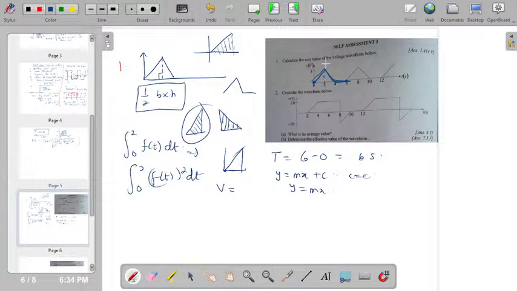What is gradient? Change in y over change in x. Change in y is what? 3 minus 0 over change in x, which is what? 2 minus 0, right? So we get 3 over 2 times what? Our x here. And now x here is what? Time t. So we simply represent our x here with time.